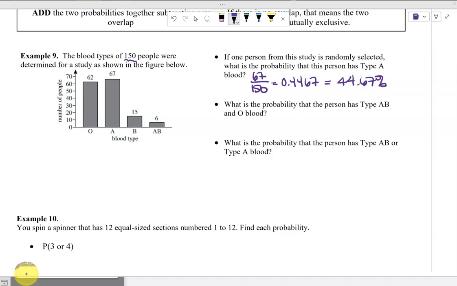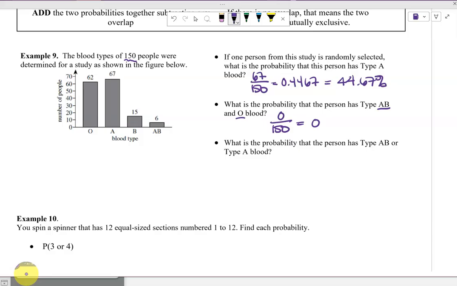Okay, what's the probability that the person has type A and B and O? Well, you can only have one of these blood types. You can't have both. So that's 0. There's no way you can have both blood types. So the answer to that is 0. It can't happen.